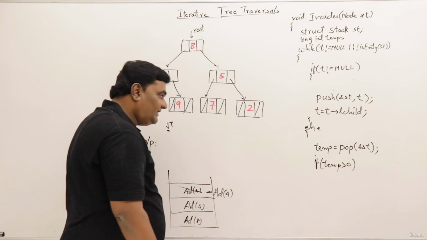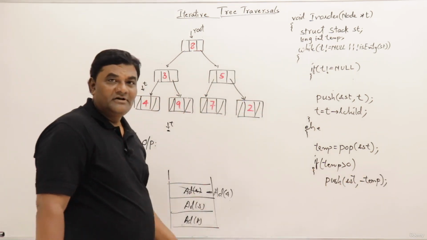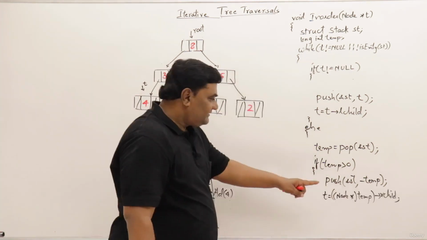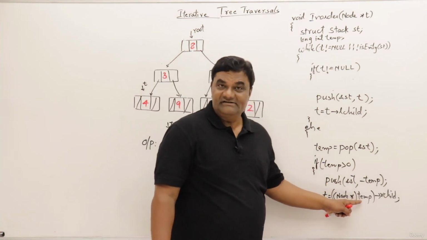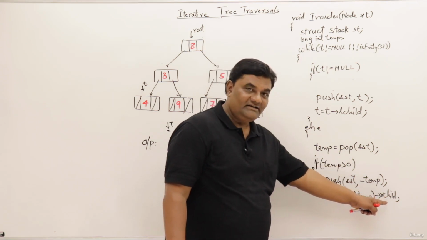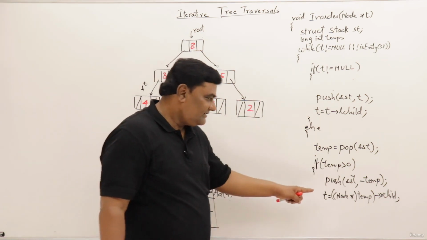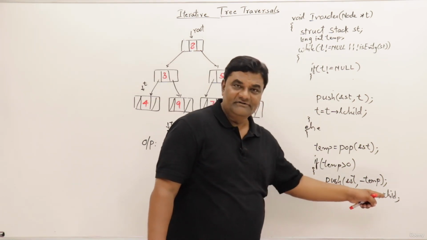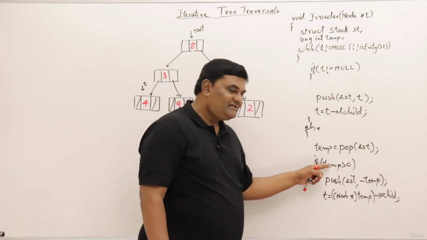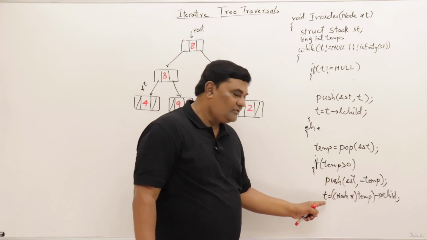If it is positive, then do what? Push the negative value of temp into the stack. Then move to right side. Temp is holding an address, but actually it is an integer value. I typecasted it into an address. Then t moves on to its right child. Okay, this syntax I have written. Let us see how it works. Once again, if the address is positive, push the negative address once again and move t to right child.